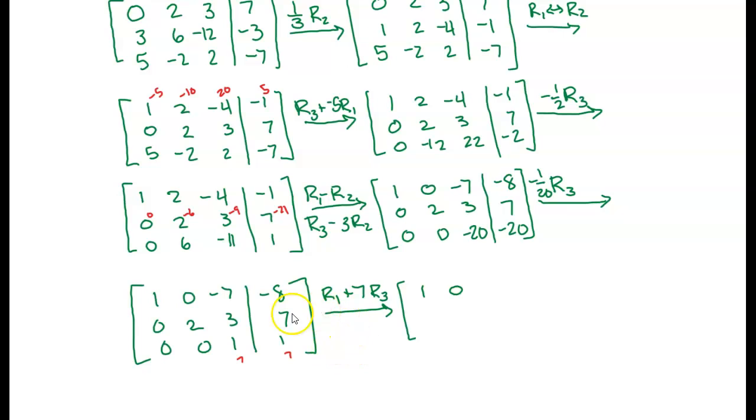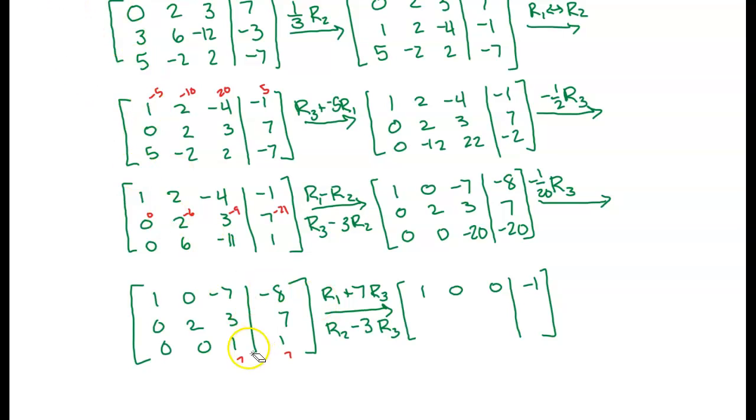And then I'm just going to add negative 7 plus 7 becomes 0. Negative 8 plus 7 becomes negative 1. Now, I also want to get a 0 here. I want to replace this 3 with a 0. And I can get that if I take row 2 and replace it with negative 3 times row 3.